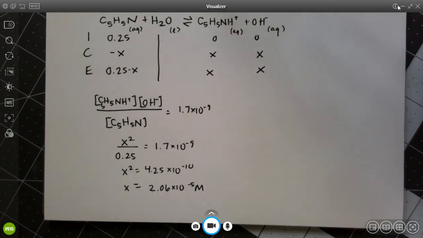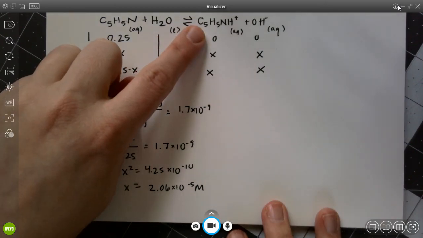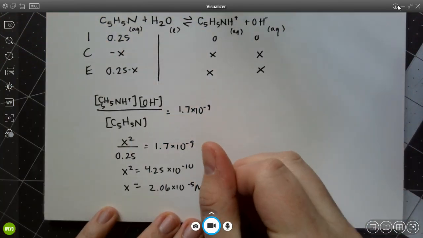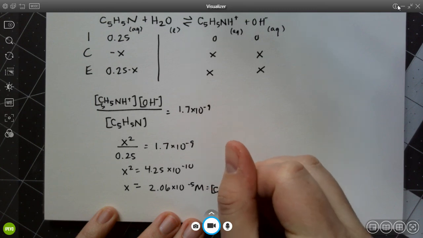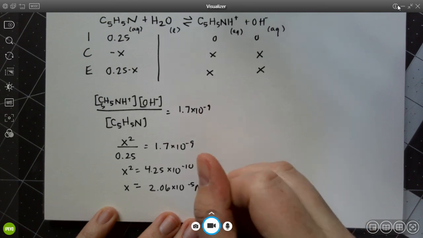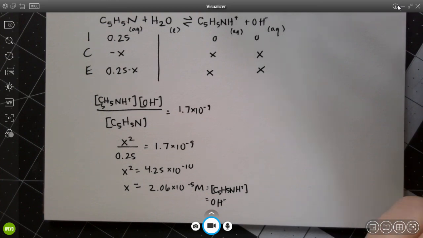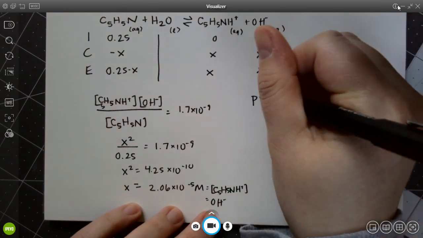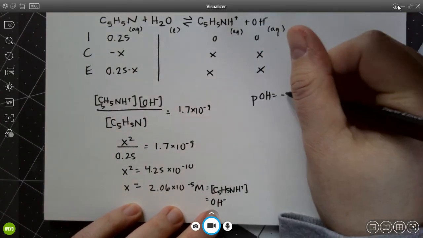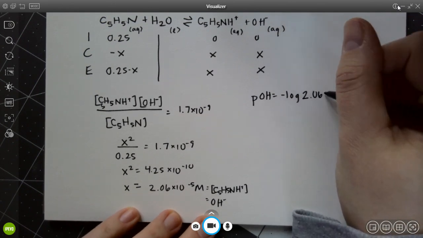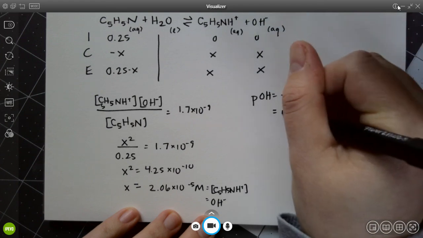Now, because of the way that our reaction is set up, it is going to be equal to the concentration of my conjugate acid and my conjugate base. So that's equal to my concentration of C5H5NH plus and my OH minus. So when I set this up and I want to take the negative log of this, I am not taking the negative log of an H plus here. I'm taking the negative log of a hydroxide. That is a pOH. And so there's one extra step if you are dealing with a base. So the negative log of 2.06 times 10 to the negative fifth is equal to 4.69.